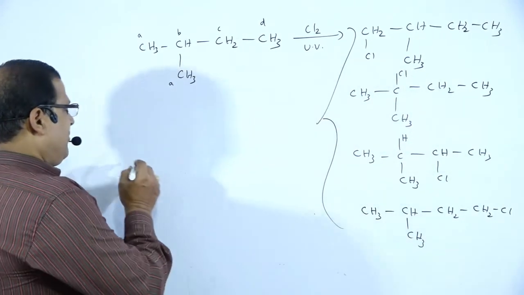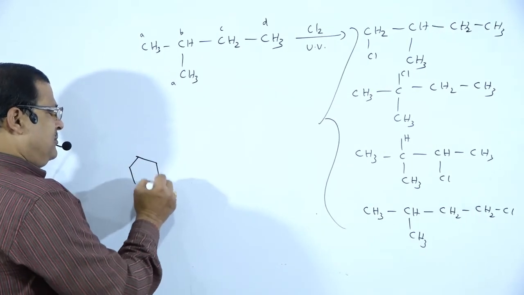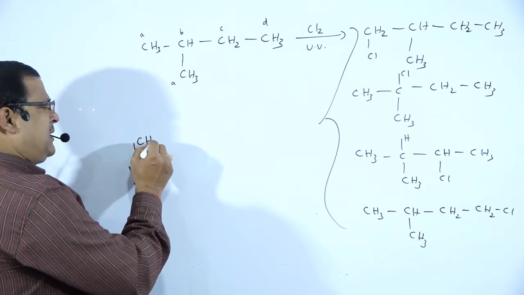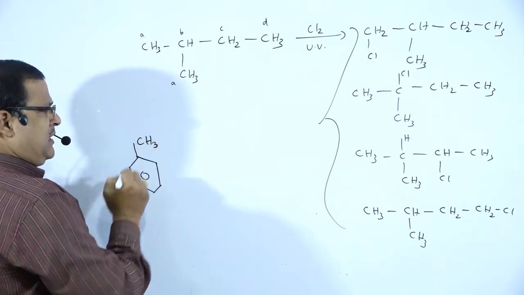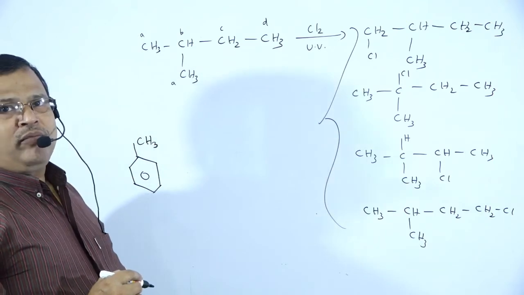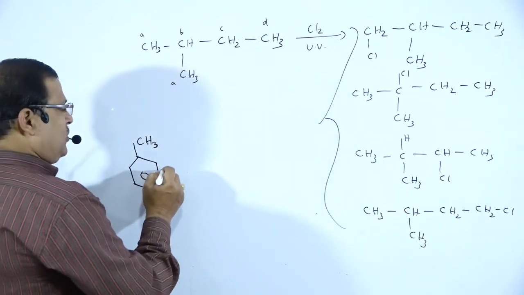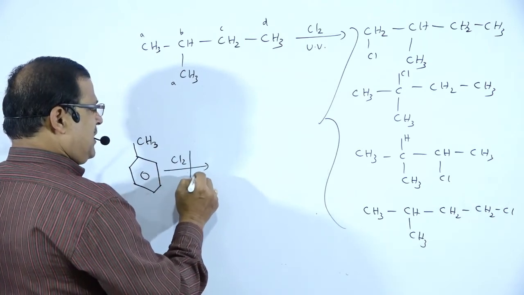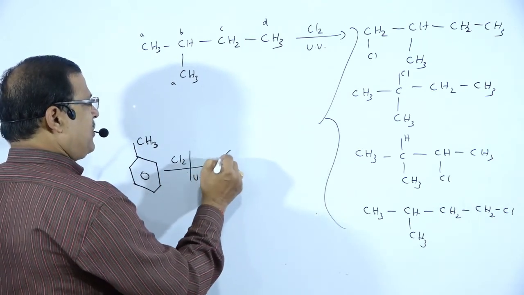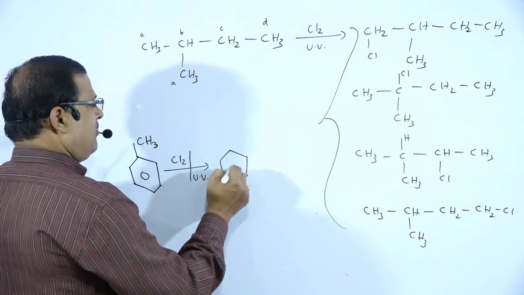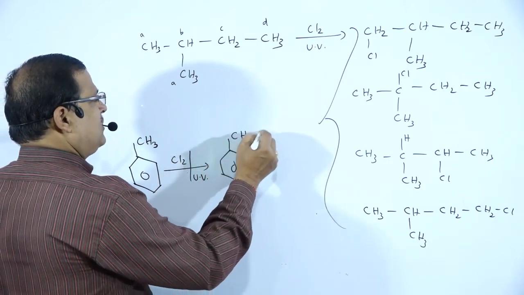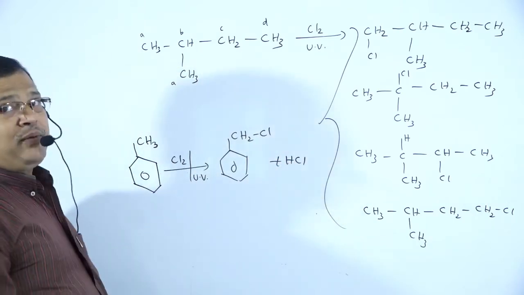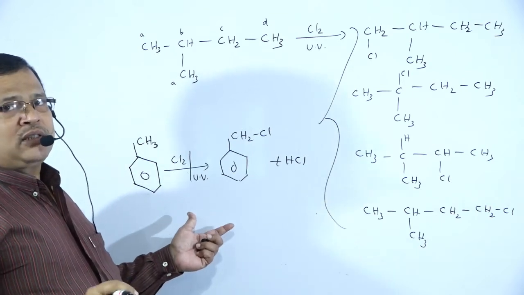Or if we take a benzene ring attached to CH3, that is toluene. This is your toluene. If we treat this material with chlorine in presence of UV, then the product will be C6H5CH2Cl plus HCl. But in presence of FeCl3, another product will be there. We will discuss that later on.